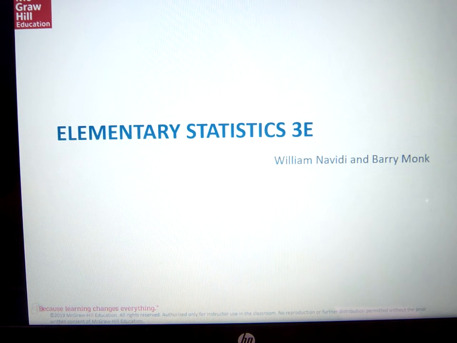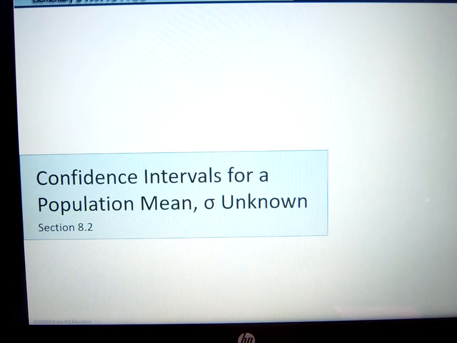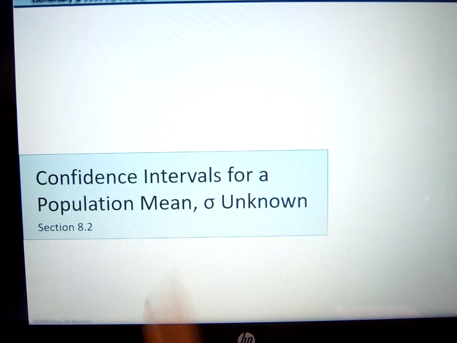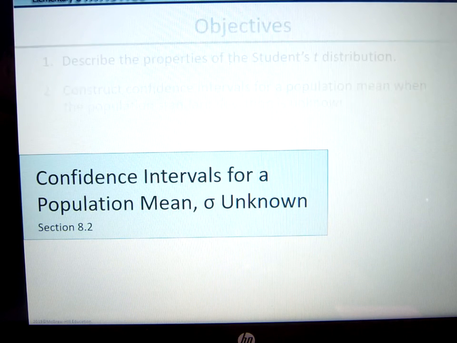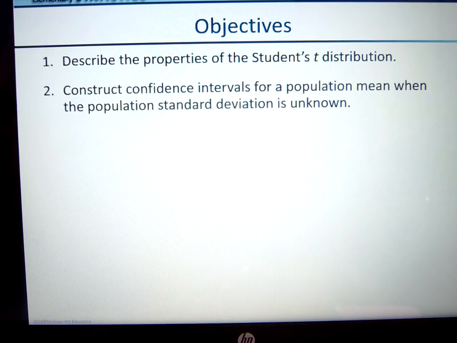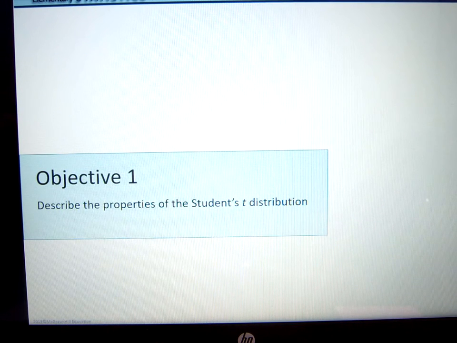Hey, section 8.2, and let's get going. So we have confidence intervals for a population mean, where the population standard deviation is unknown. So we're going to describe the properties of the student's t-distribution. We're going to construct confidence intervals for a population mean when the population standard deviation is unknown. Describing the properties of a student's t-distribution.